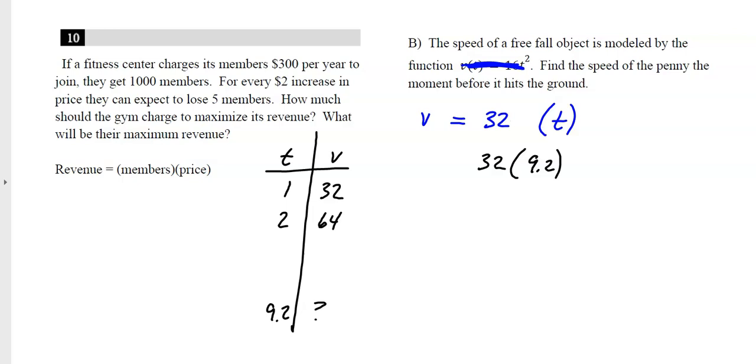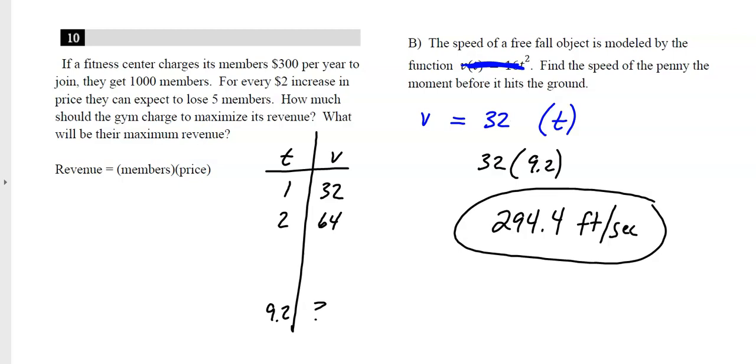Notice it's picking up speed. It's getting faster and faster all the way down. So 32 times 9.2 is, it looks like it's falling at a speed of 294.4 feet per second. Every second it's getting faster and faster until it gets to that point called terminal velocity. I forgot exactly how fast that was. I'd have to Google it to see what terminal velocity is. But that would be our penny speed right before it hits the ground.